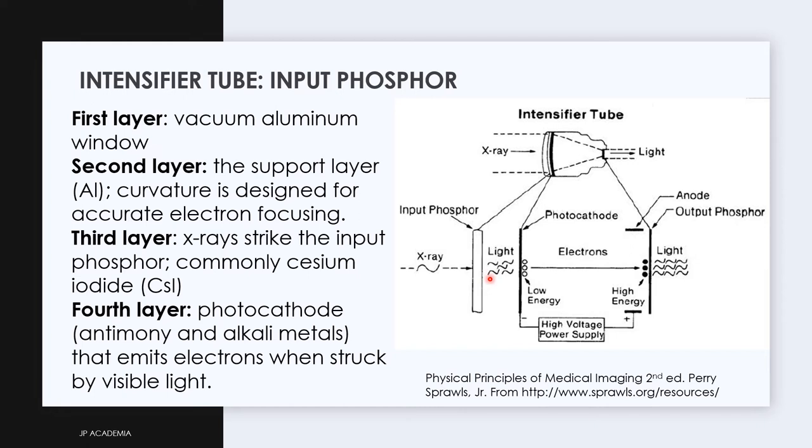Virtually all modern image intensifiers, or IIs, use cesium iodide, or CsI, for the input phosphor. The fourth layer, which is the input screen, is the photocathode, which is a thin layer of antimony and alkali metals that emits electrons when struck by visible light.